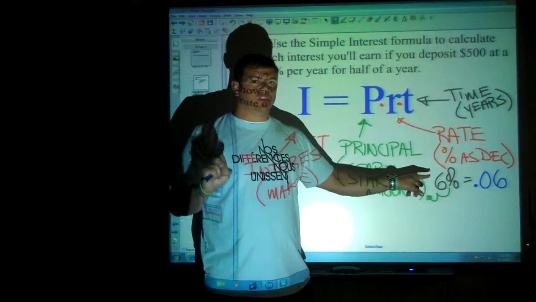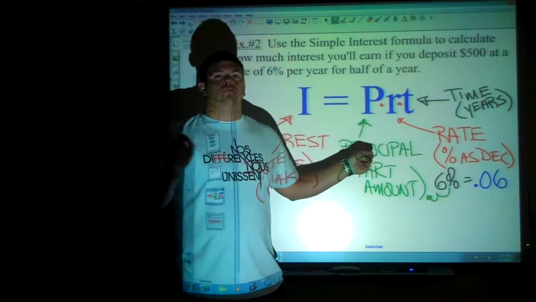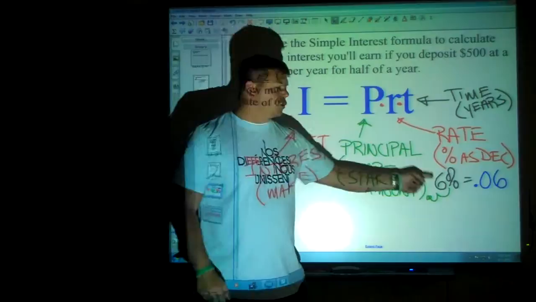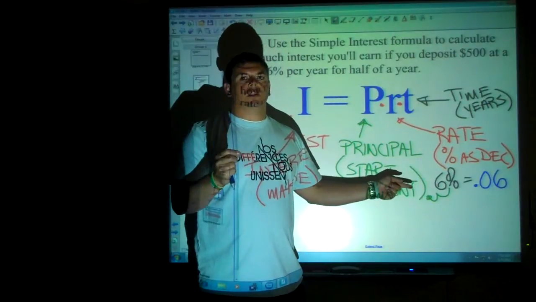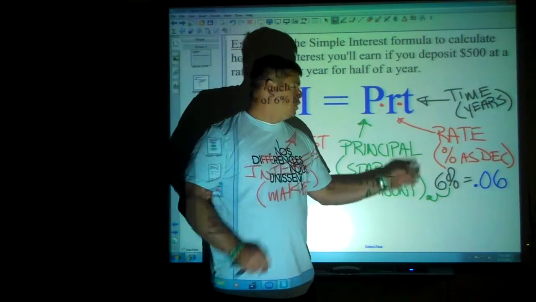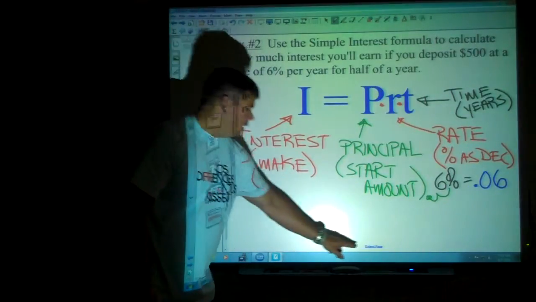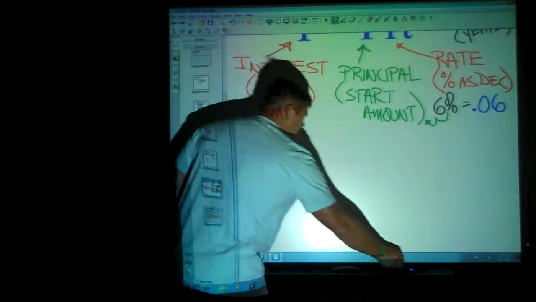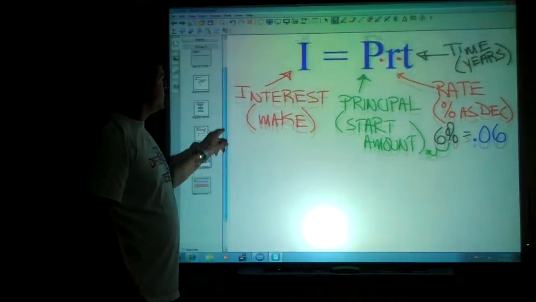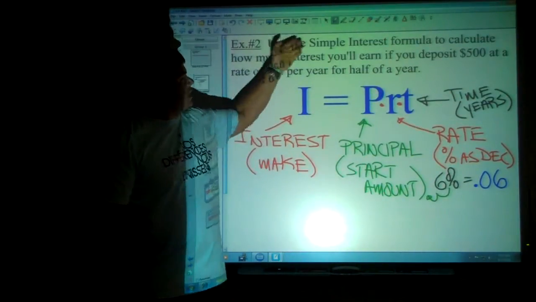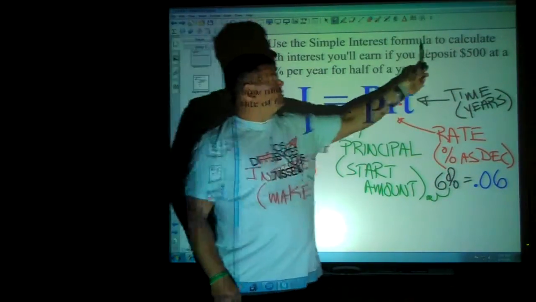If it's 125%, 2 places to the left would make 1.25. If it was 13%, you'd move it 2 places to the left and you'd have 0.13. Always 2 places to the left. So if we substitute the values, as we look at this problem, we're looking for the interest. It says calculate the interest. So we start, it says deposit.